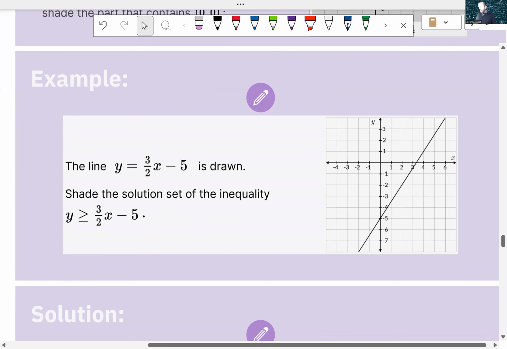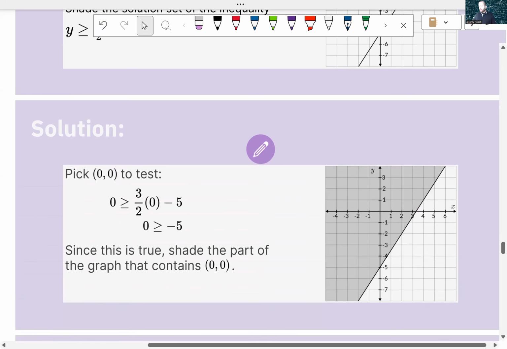Same thing here. The line y equals 3 over 2x minus 5, and then it says shade the solution set for the inequality where y is greater than 3 over 2x minus 5. So most likely it's going to be above here, but we can check with a test point, and 0, 0 is on there. And so we can check 0, 0 again.